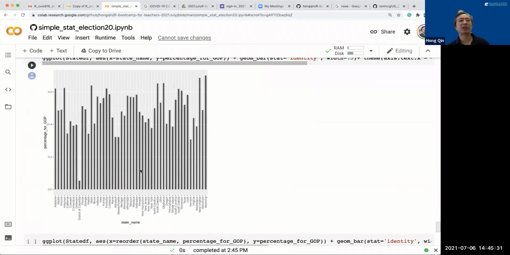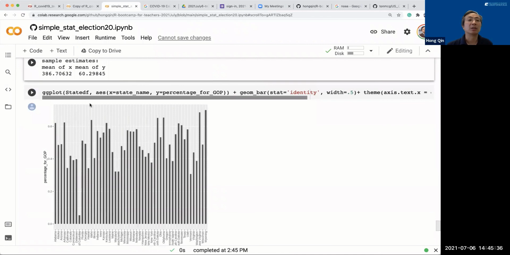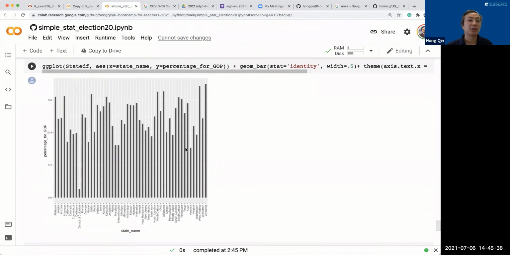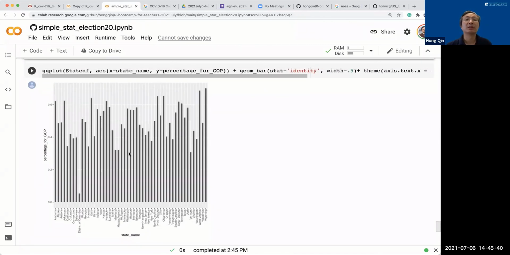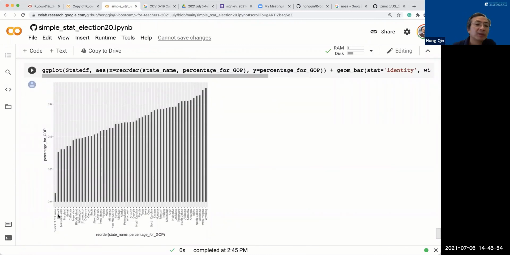We can also do some data visualization here. This is the percentage of GOP voting by state, and we can also order it by the state name. The District of Columbia obviously is here. It looks like a very extreme example. And the rest of the states are ordered by increasing GOP votes.